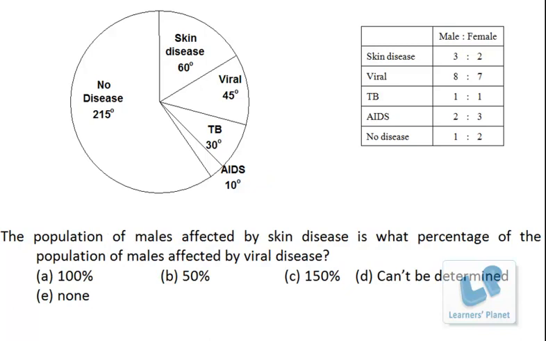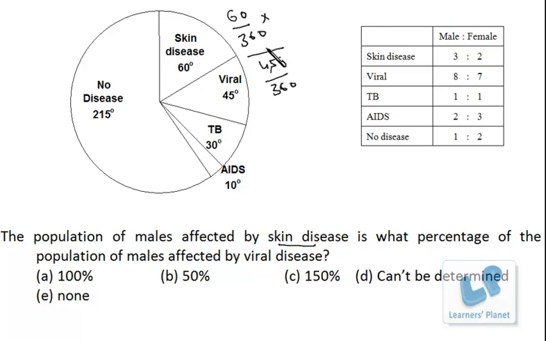Now, the population of males affected by skin disease is what percentage of the population of males affected by viral disease? First of all, let's find out the number of males affected by skin disease. Skin disease is 60 degrees. So 60 by 360. Okay, that is skin disease of the overall population. Then viral disease is 45 by 360.